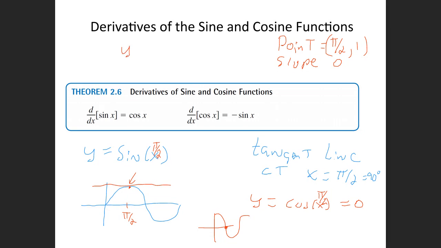So if I write my equation, I've got y minus 1 is equal to 0 times (x minus pi over 2). Well, guess what? 0 times anything is going to be 0. So I end up with y minus 1 is equal to 0. Put the 1 over there. y is equal to 1. Lo and behold, algebraically, I get the exact same answer as I would visually.